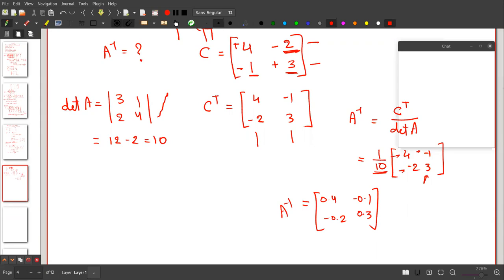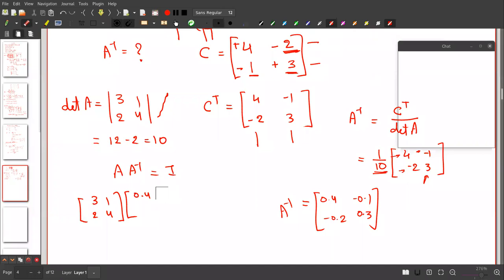If you want to check, like the property I have told you, that A times A inverse equals I. So if someone wants to check, we can do the matrix multiplication. So let's write 3 1 2 4, and here it will be 0.4. Okay, so what we can do, let's not write 0.4. We are taking 1 by 10 outside, so the calculation will be simpler. So here it will be 4 minus 1, 2, 3. Can we calculate it? So let's do it.